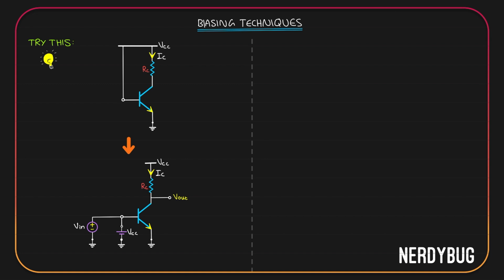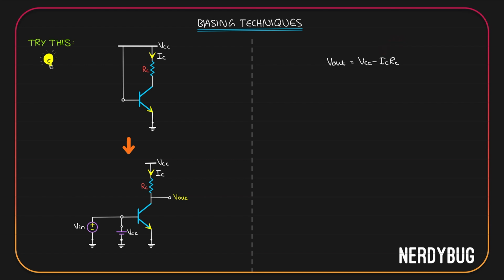Now, do you think this circuit is going to work? Will it give me an output that is an amplified version of the input? To understand that, first let us write the expression for output voltage. We are giving VCC here. According to Ohm's law, ICRC will be dropped across the collector resistor. Whatever is left will be dropped over here. So output voltage is going to be VCC minus ICRC. Here VCC is a fixed value. RC is also a fixed value. So V output depends on our collector current.